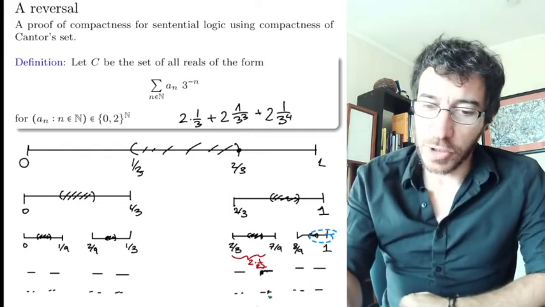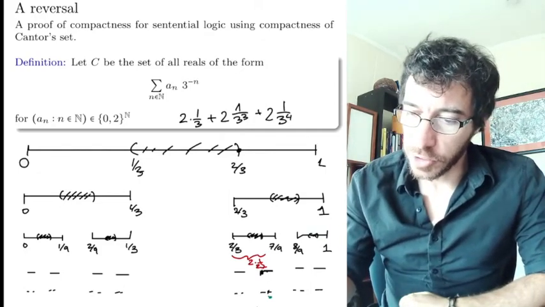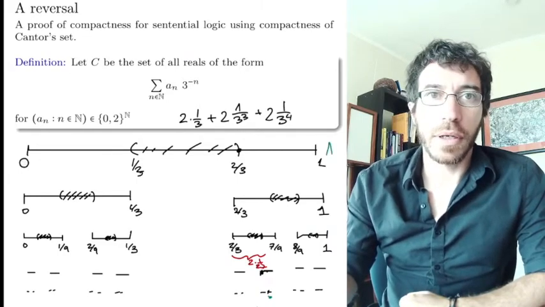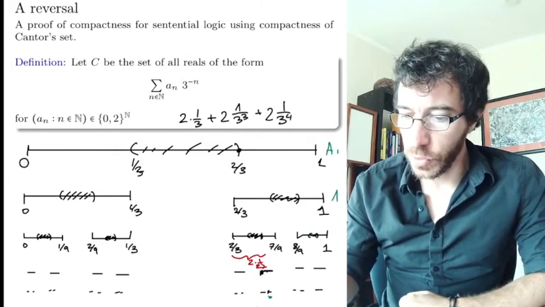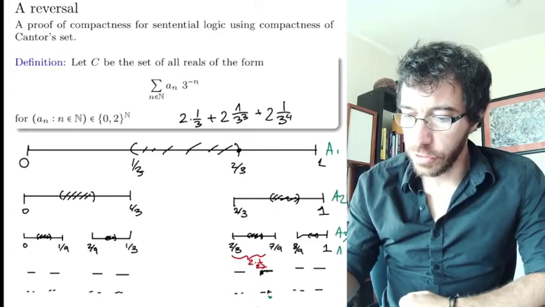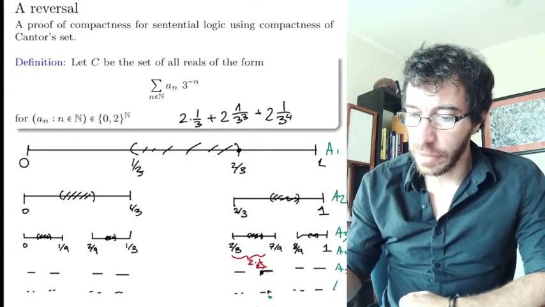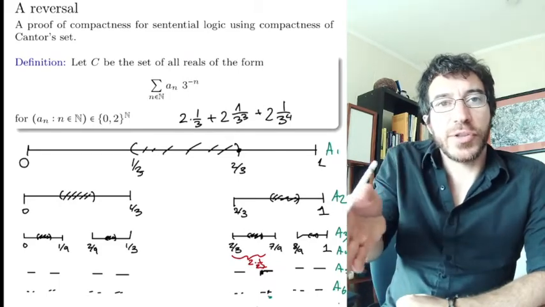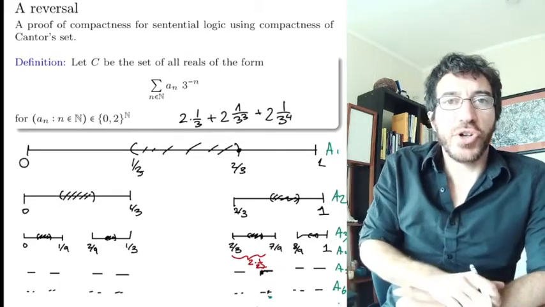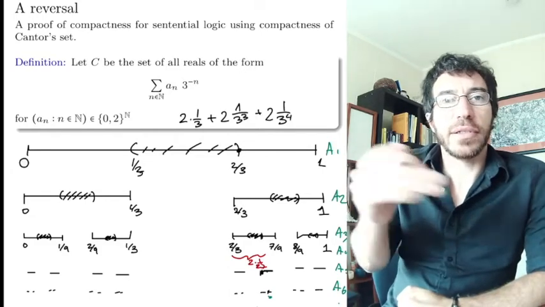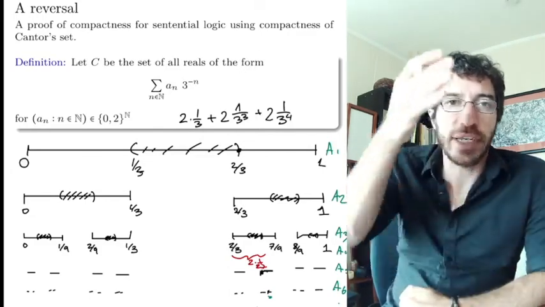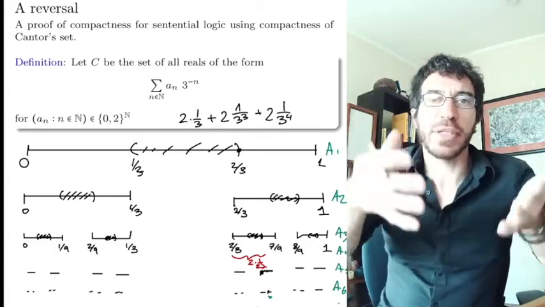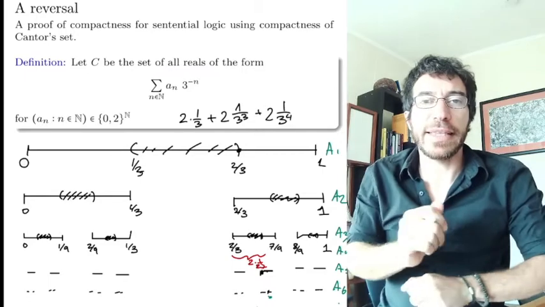So each step corresponds to a variable. This one corresponds to the variable A1, this one A2, this one A3, this one A4, A5, A6, all the way. Your variable assignment assigns a true or false to each of these variables. True is to the right, false is to the left. So a whole assignment of true and false is essentially the same as a whole assignment of left and right, and we are going to end up with a unique point.